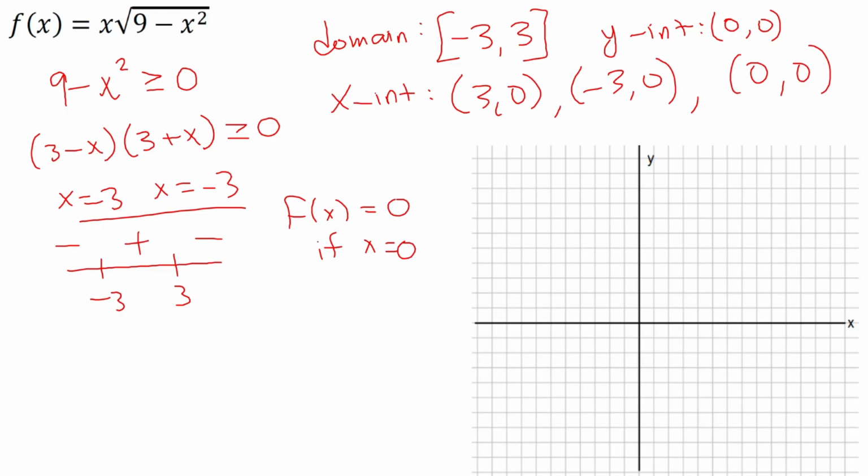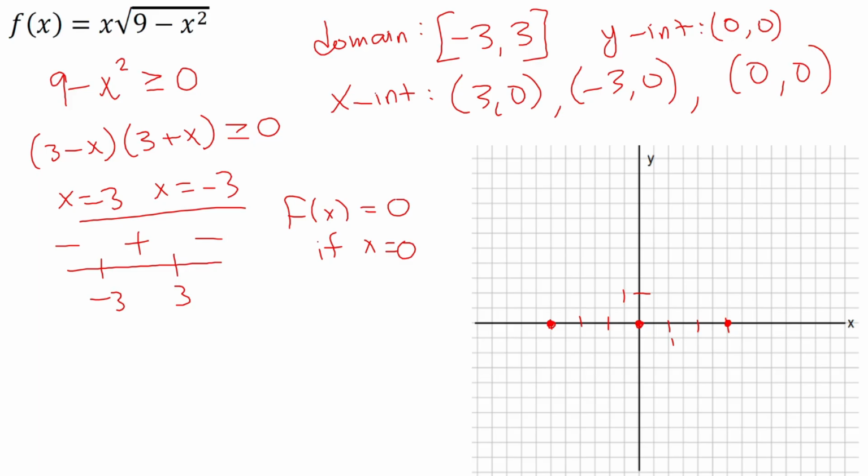I think I'll make each 2 boxes 1 again. So at negative 3, 0, we have 1. At 3, 0, we have 1. And at 0, 0, we have 1. And we'll figure out our range later on.